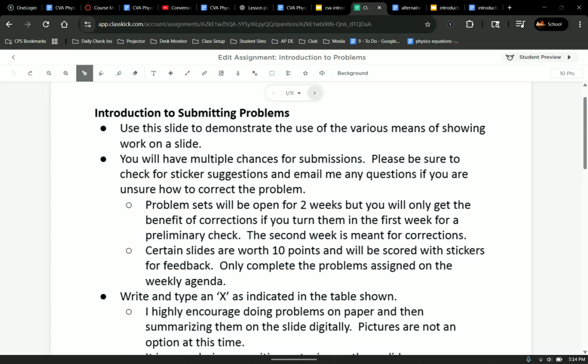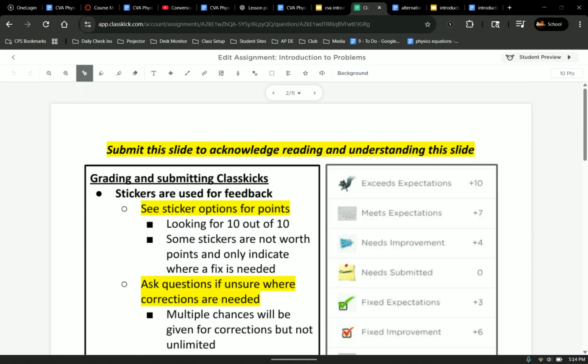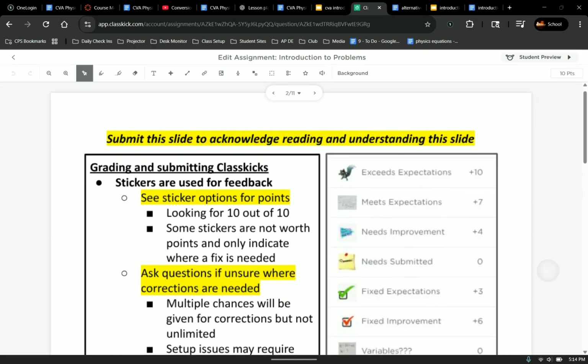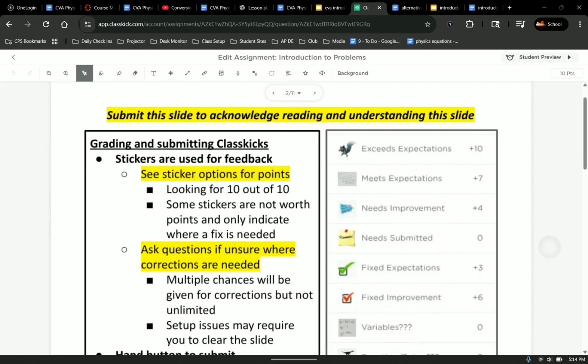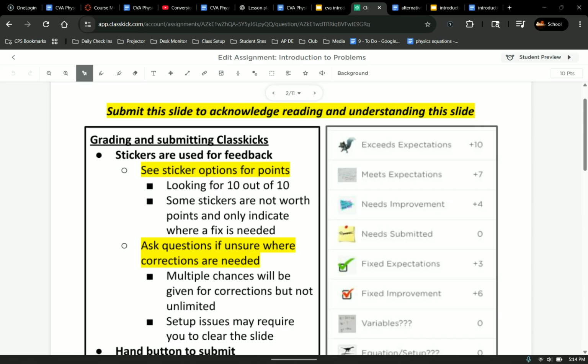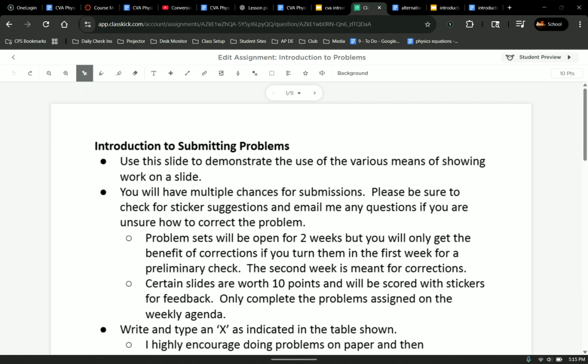All right, guys, I'm going to do a quick rundown on how we're going to do problems digitally. That was hard to say. All right, so we're going to use this platform, and how I'm going to do it is you'll have slides. So slide one, I kind of skipped over, was just a quick introduction. Make sure you can write on the slide.